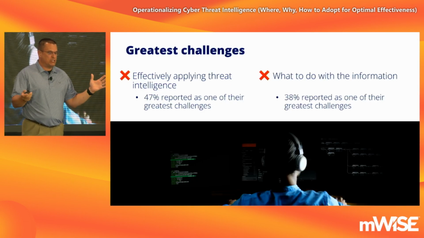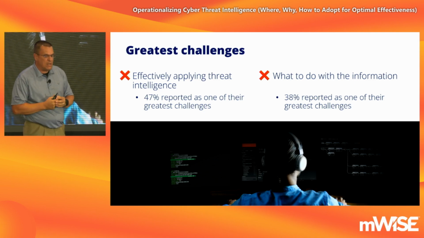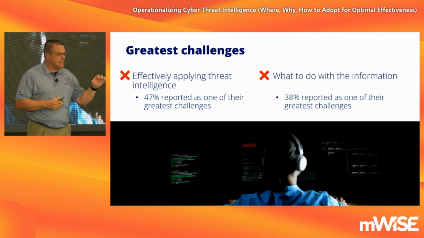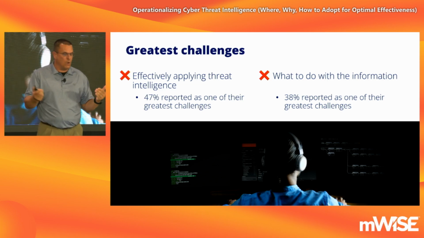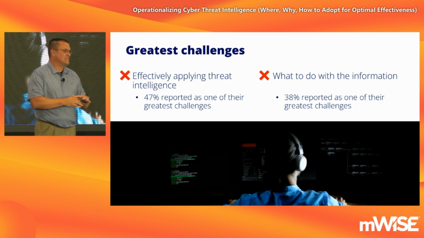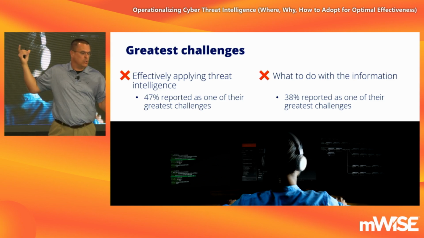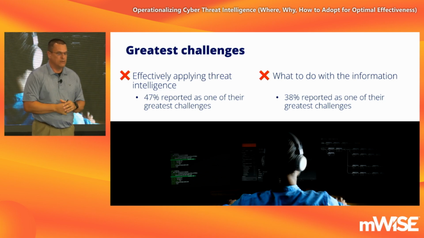So here are the biggest challenges out of this. While information overload was clearly one of the top challenges for almost every organization, nearly half of the respondents said applying the threat intelligence was one of their biggest challenges. And 38% of them said knowing what to do was one of their biggest challenges. So that's really what we're talking about here: what do you do with this? How do you actually effectively apply threat intelligence? There's so much out there, and then what do you actually do with all of that information?